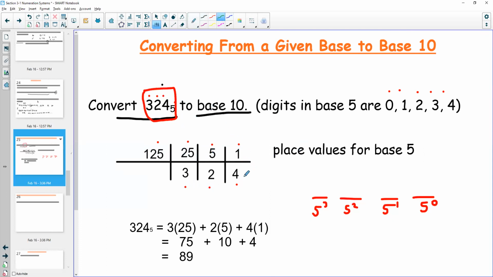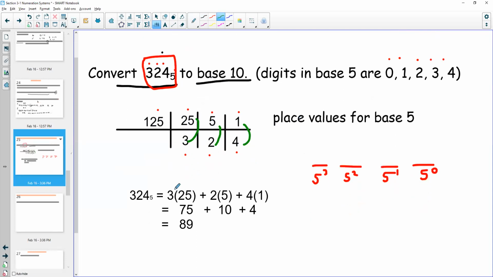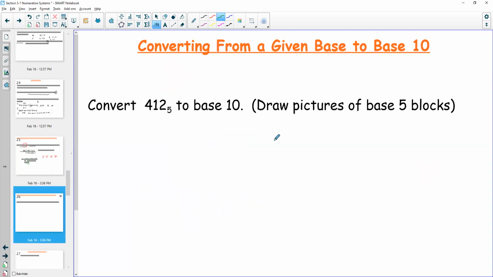Then what we do is we combine. So this is 4 1s, 2 5s, 3 25s. 3 25s is 75, 2 5s is 10, 4 1s is 4. Add it together, 89. So 324 in base 5 is worth 89 in base 10. Yes, we're going to do a bunch more of these. Hold on. It's okay. So let's do another one.